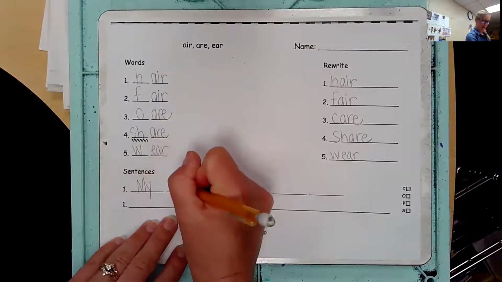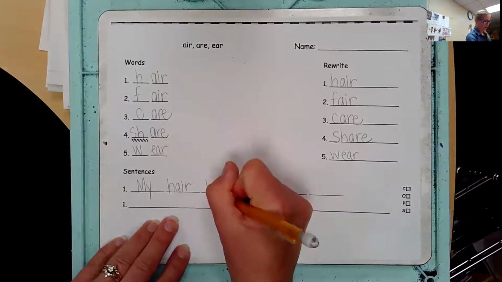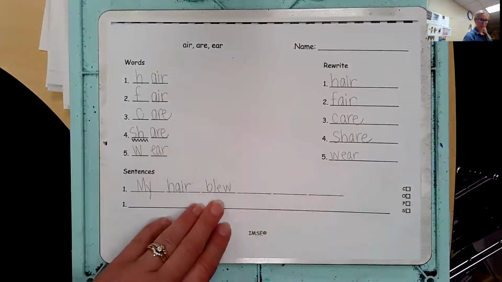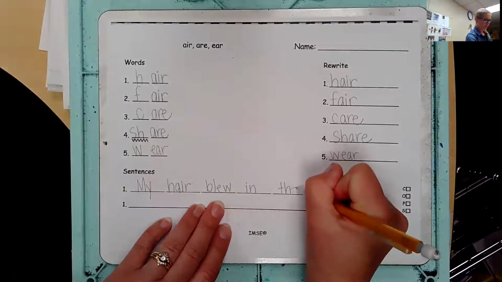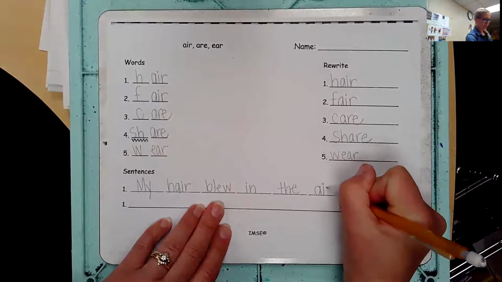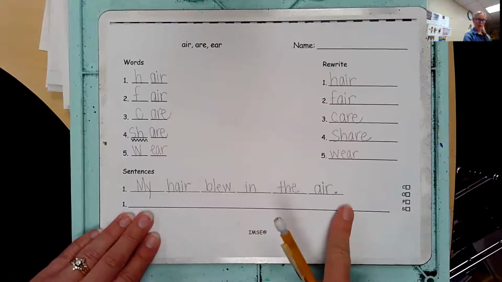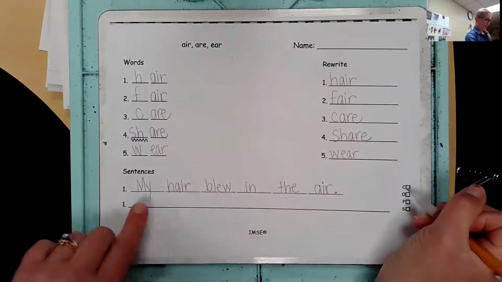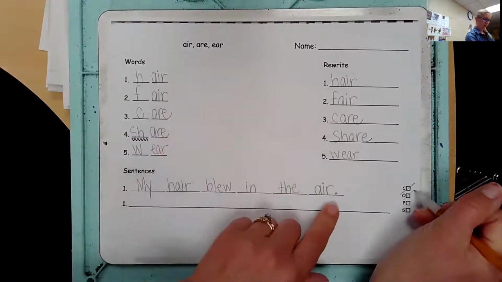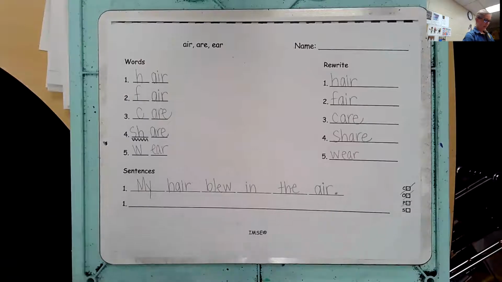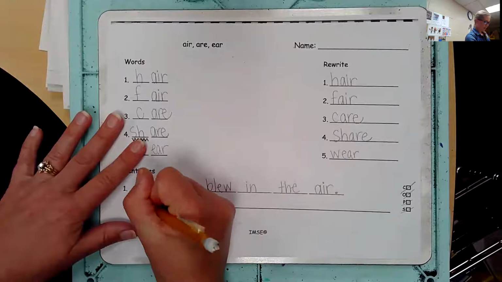We have my hair blew, there's a pattern we've been working on, that EW, in the air. My hair blew in the air. Okay, let's check. Do you have a capital? Do you have good handwriting? Punctuation at the end? And good spelling? If you do, mark those off and put it on the rewrite line.